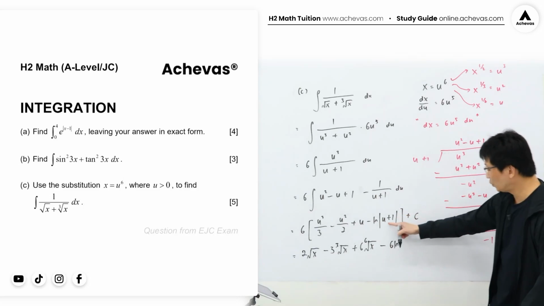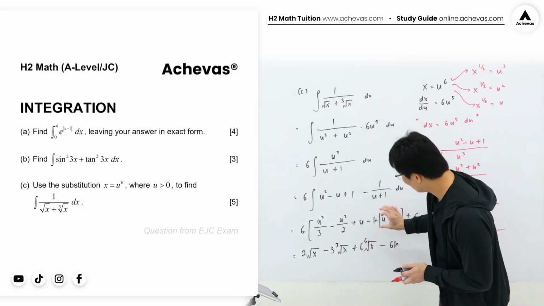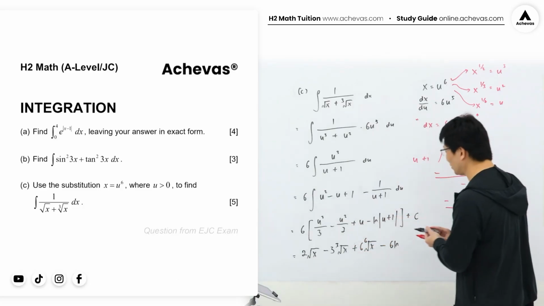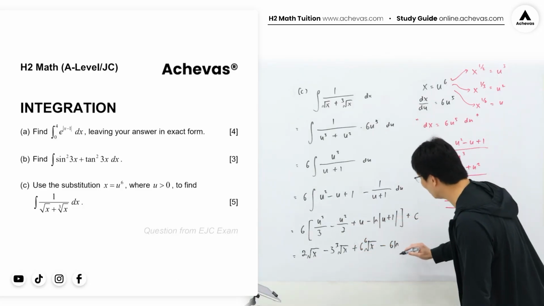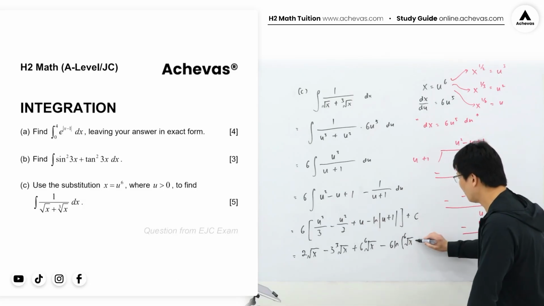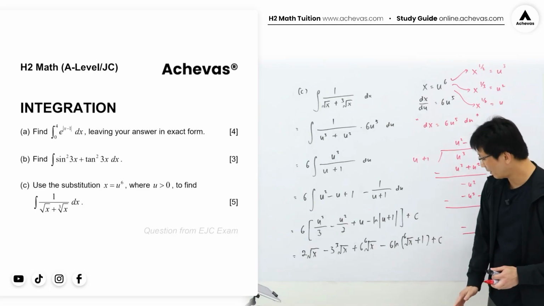And when we replace the u with a 6th root here, we can always see the expression within the modulus is always a positive expression. So the modulus here actually is kind of redundant. So I'm going to remove it. I'll have the 6th root of x plus 1 plus c. So this will be the answer for my part C.